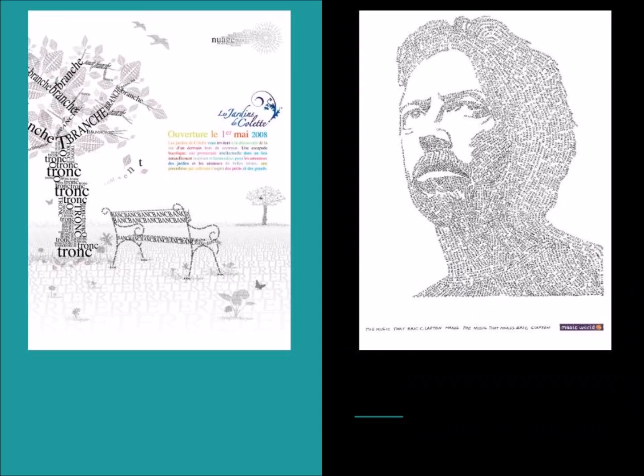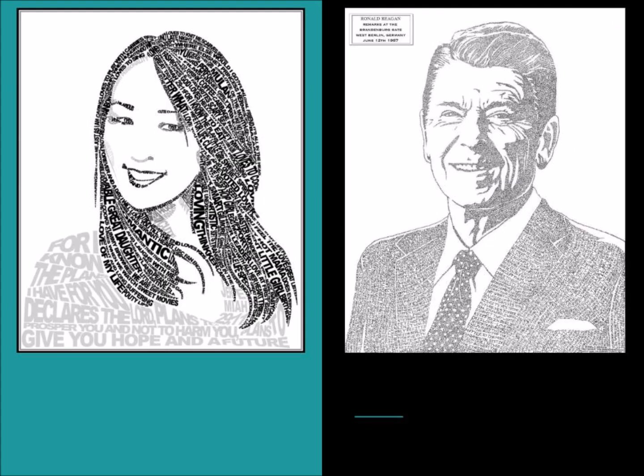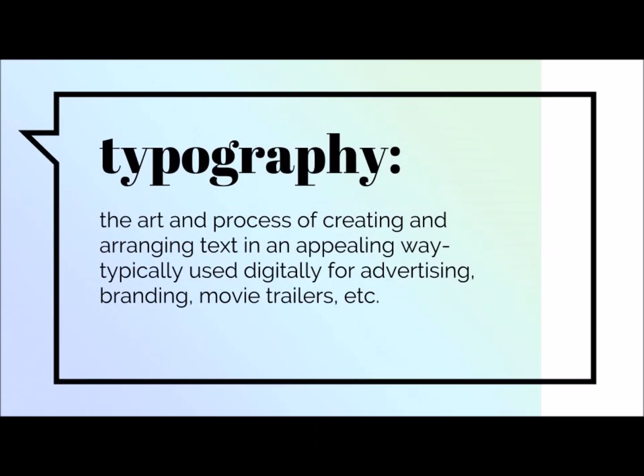On the other hand, typography, which is a more modernized and digital form of micrography, is used today a lot in art and in marketing. So you'll see them use it for movie posters and for things like that. Typography is the art and process of creating and arranging text in an appealing way. Like I said, usually used for advertising, branding, for movie posters, anything digital with font that you'll see. That is all included within the typography form.